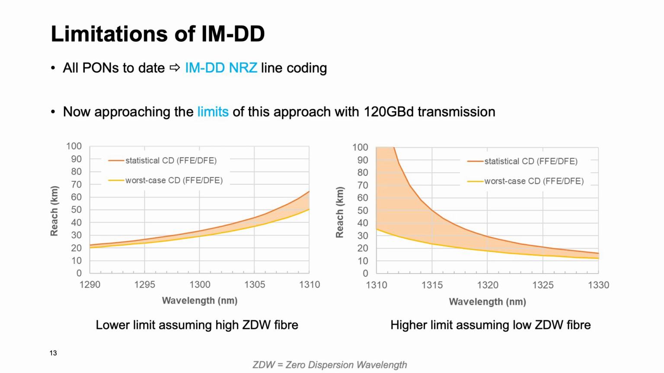All PON systems that we've defined to date have been using intensity modulation and direct detection with non-return to zero on-off keying as the line code. And we're now approaching the limits of that approach. These charts are simply showing reach on the vertical axis and wavelength, assuming different zero dispersion wavelengths in the fiber, because those are not fixed. And really just showing you they have a very limited wavelength range over which you can operate. You're really limited to very close to the dispersion zero wavelength of fiber around 1310, and maybe 10 or 20 nanometers either side. So right where GPON sits today.